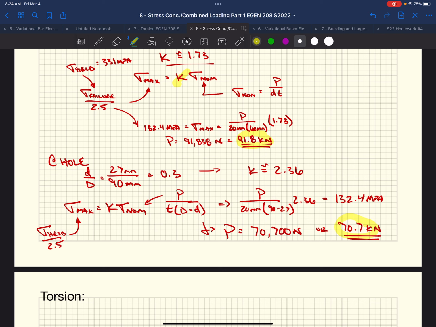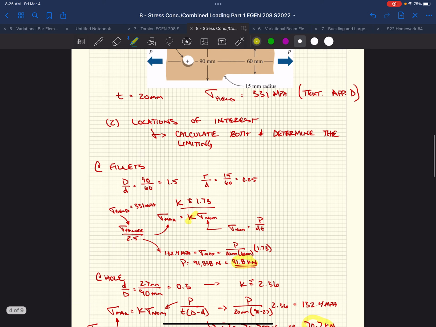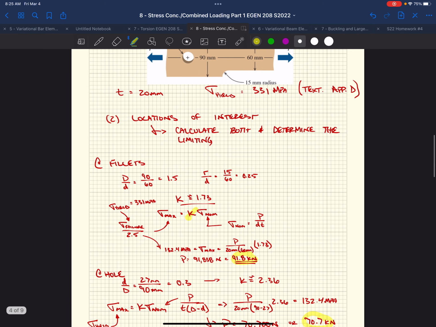So which one controls? The hole controls, right? If we started at 0 kilonewtons and we slowly ramped it up, right? When we got to 70 kilonewtons, we would exceed our allowable stress, right? It wouldn't fail because we put a factor of safety on it, right? You could actually load it up to 2.5 times 70.7 kilonewtons, and then it would finally yield around that hole. But we don't want that, so we put a factor of safety on it. So when you get to 70.7 kilonewtons, that would be reaching our allowable load.